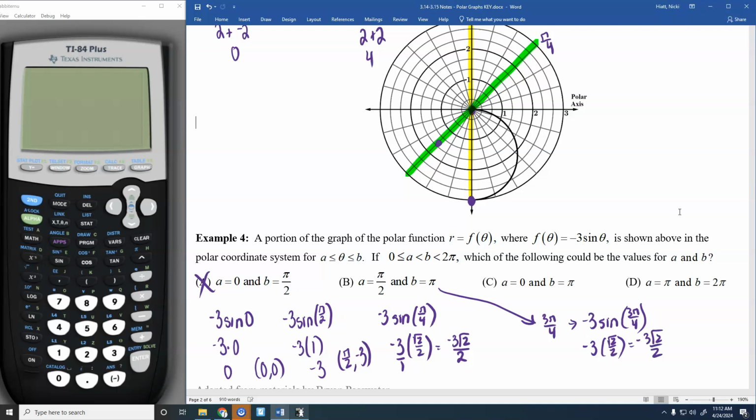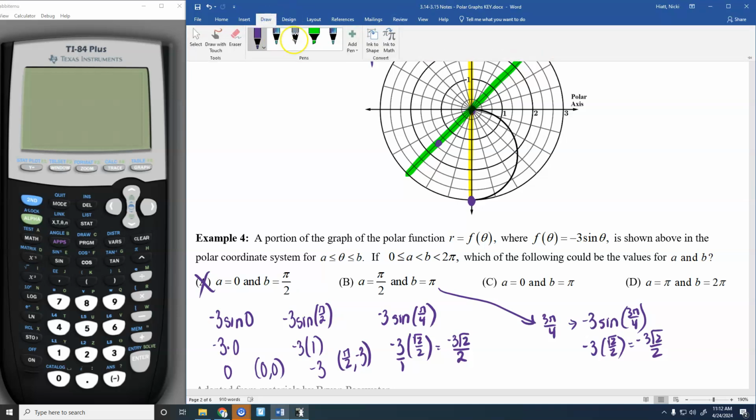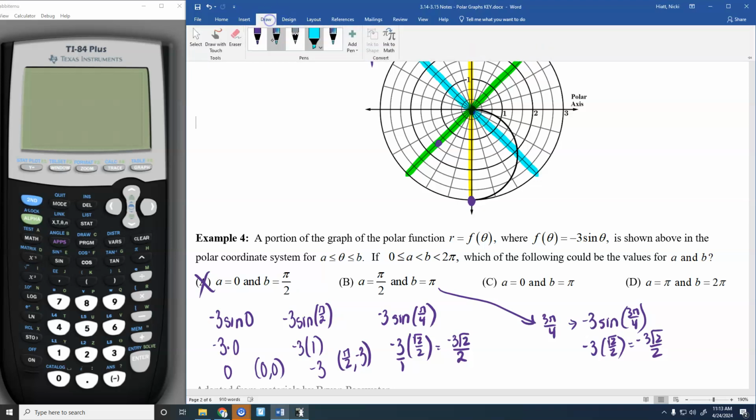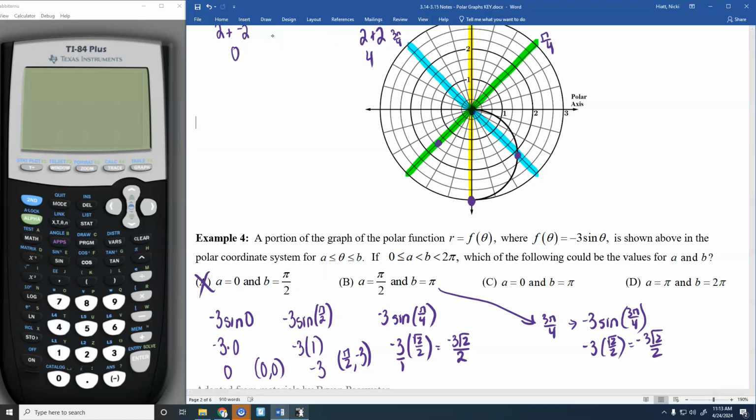I really don't know what exactly that is, but I know 3 pi over 4 is here. And if I highlight that line for 3 pi over 4, I'm going to use blue right here. If I have a negative radius, that's going to put me somewhere over here, right? I'm going to go away from 3 pi over 4, so that is a possibility for that one. And then you could continue on checking, and I think B is going to be your answer on that one.